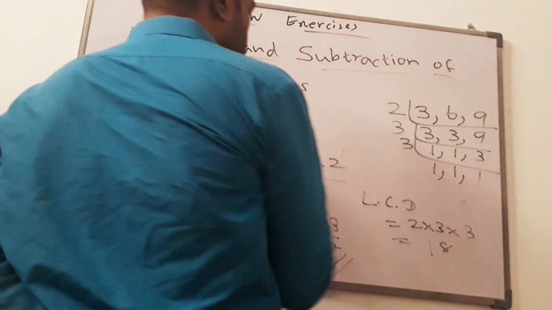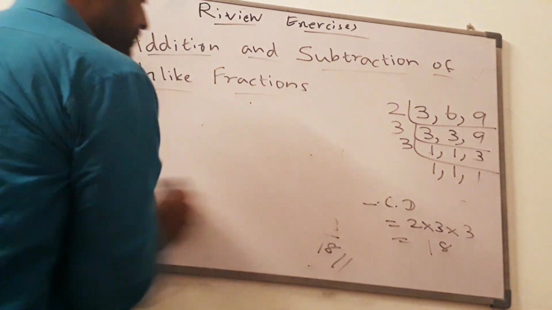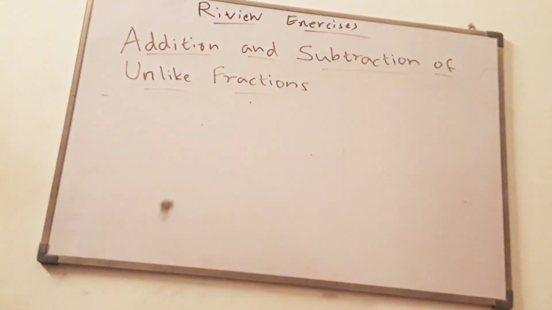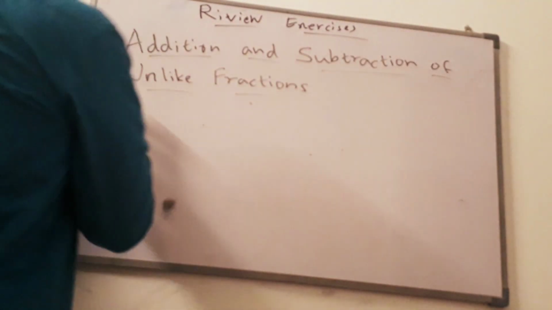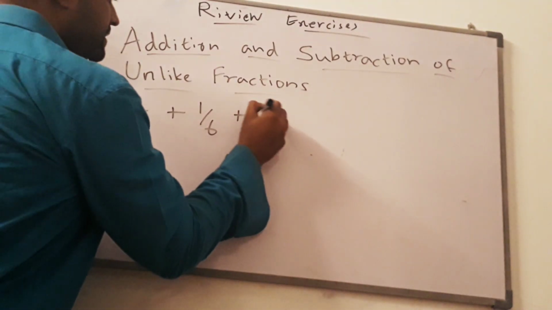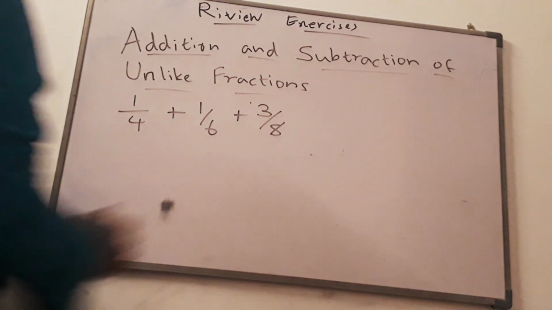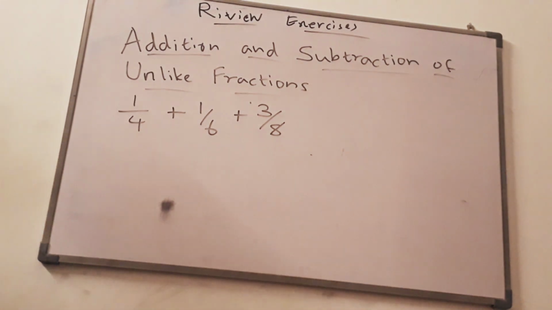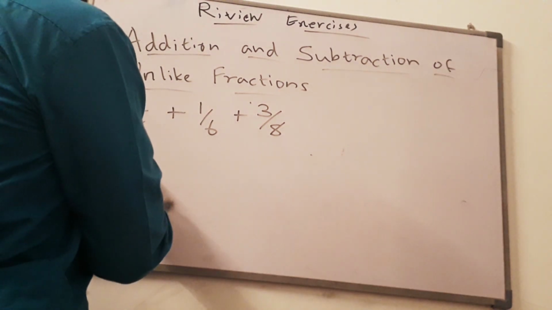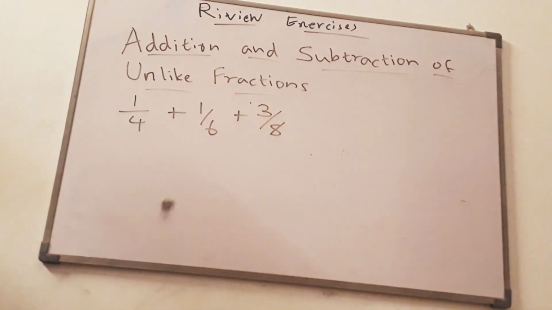We'll do more sums of this particular type, where 3 denominators are different. Next, 1/4 plus 1/6 plus 3/8. Here 8 is a multiple of 4, but 6 is not a multiple of 4. Neither is 8 a multiple of 6.